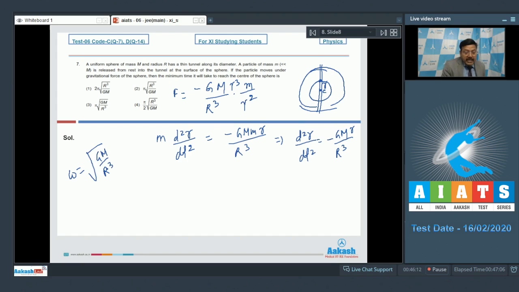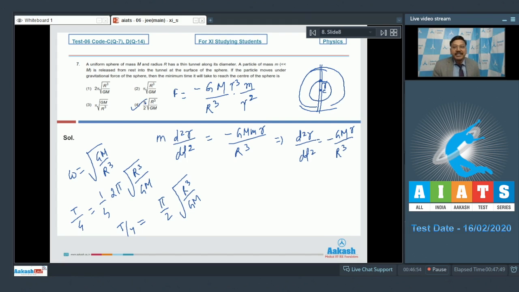And we have to find the time it will take to reach the center of the sphere. So that time is T by 4, where T is the time period. That means it is 1 by 4 into 2 pi by omega. So let's put the value of 2 pi by omega, and then this is coming out to be under root R cubed by GM. So this simplifies to pi by 2 under root R cubed by GM. So this is the expression that we are getting for the time taken. Among the options, we can see that it is matching with option 4. So option 4 is correct for question 7.